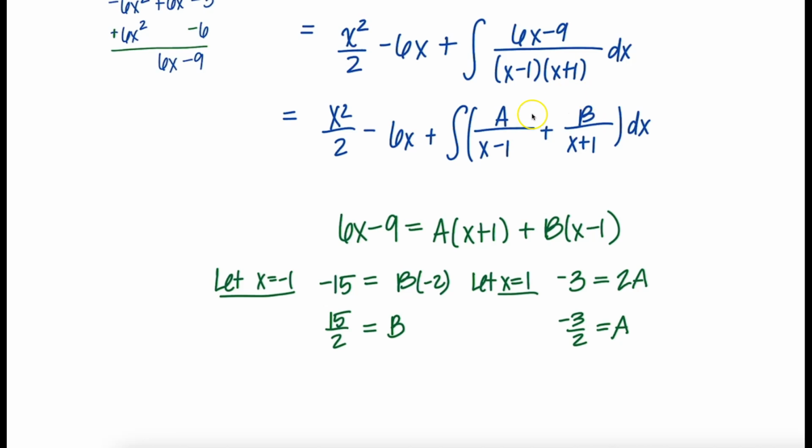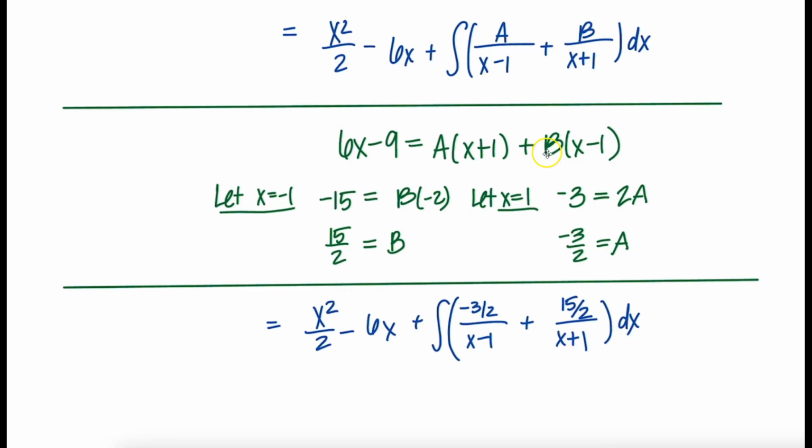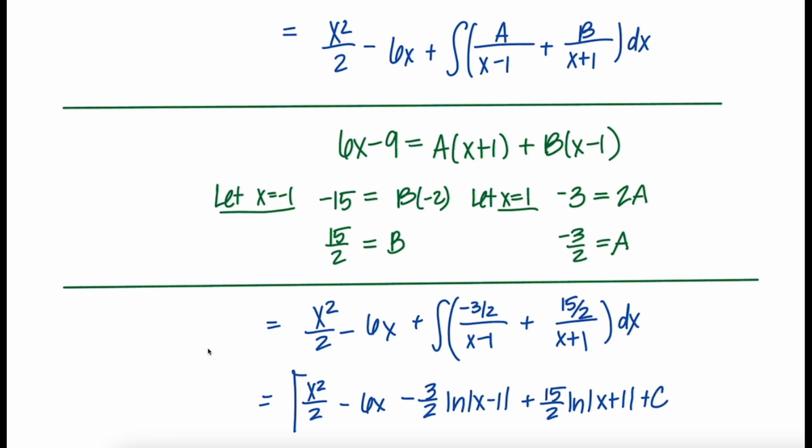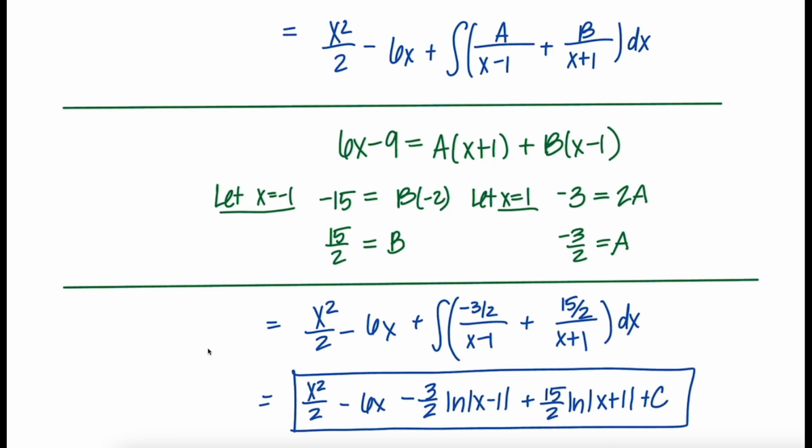All right, so now I can go back and plug those in to finish solving. I try to box this scratch work off a little bit. We substitute a and b back in. So here we are back in the problem. And each of these is just going to become a natural log. So we're going to have a final answer of x squared over 2 minus 6x minus 3/2 natural log absolute value of x minus 1 plus 15 over 2 natural log absolute value of x plus 1 plus c.